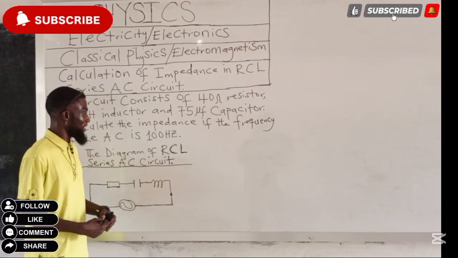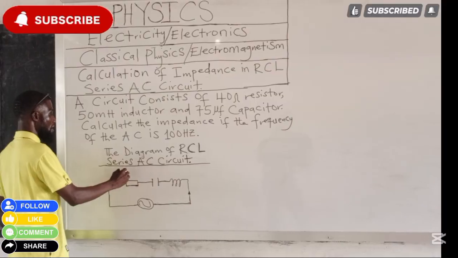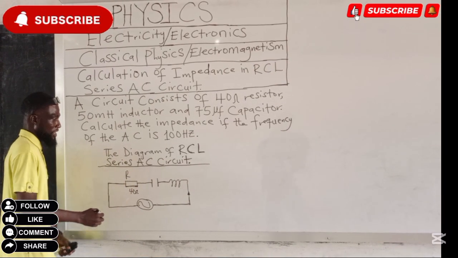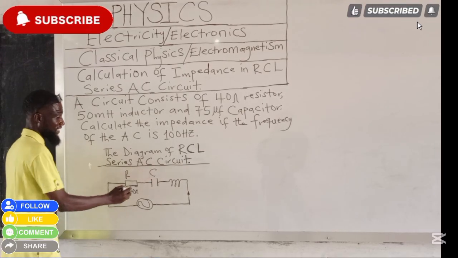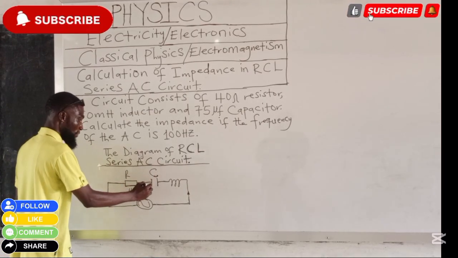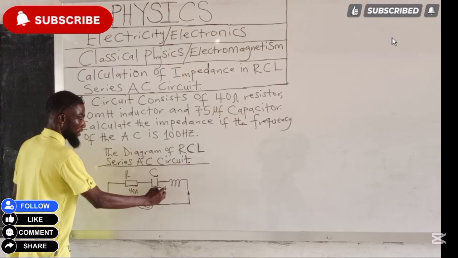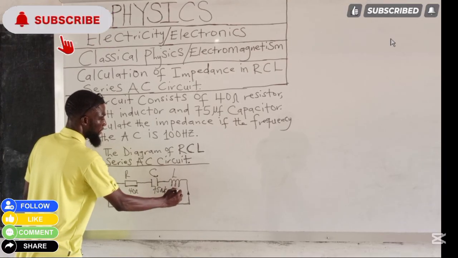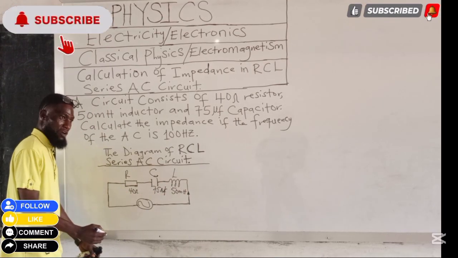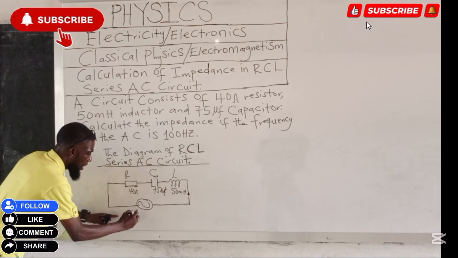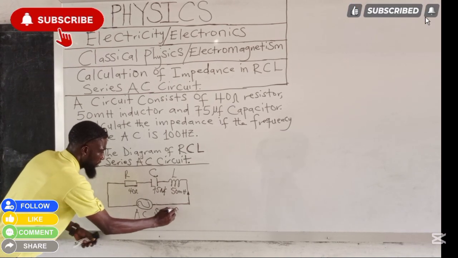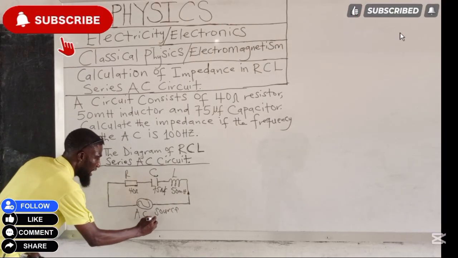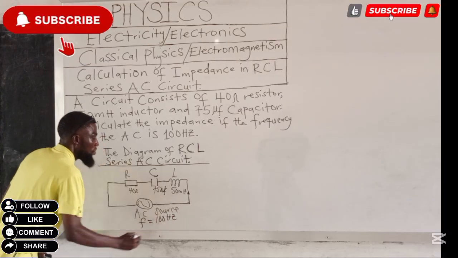On this note, ladies and gentlemen, based on our diagram, we have R representing resistance, which is equal to 40 ohms. And we also have a capacitor, which is C, equal to 75 microfarad. And we also have L, the inductor, which is equal to 50 millihenry. On this note, ladies and gentlemen, we also have our AC source, alternating current source. And we also have our frequency, which is F, equal to 100 Hz.